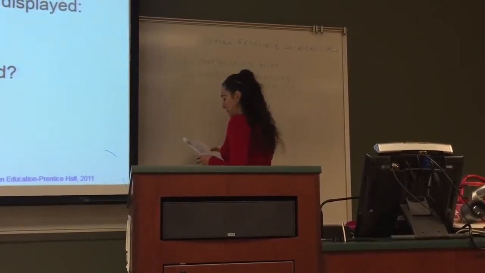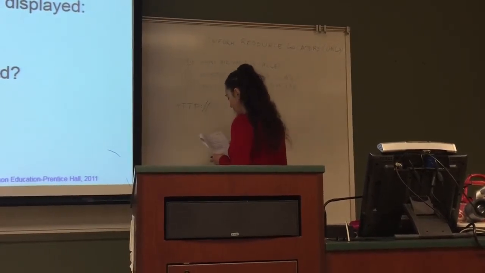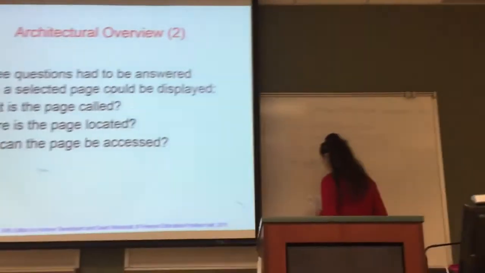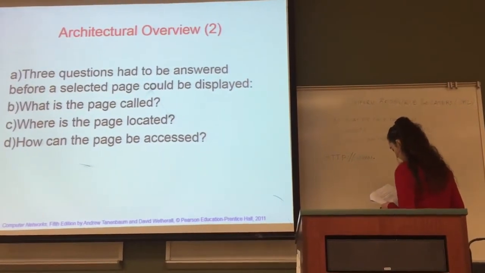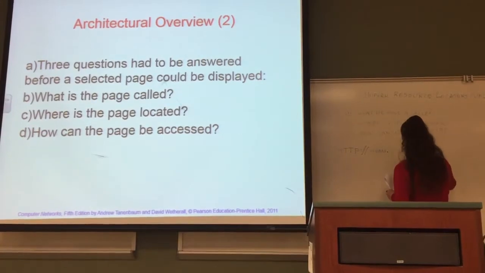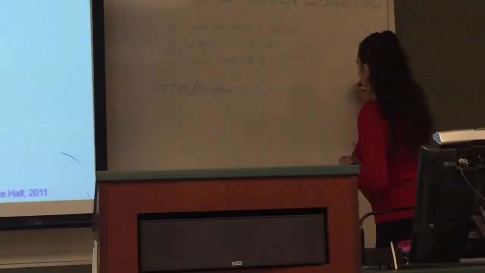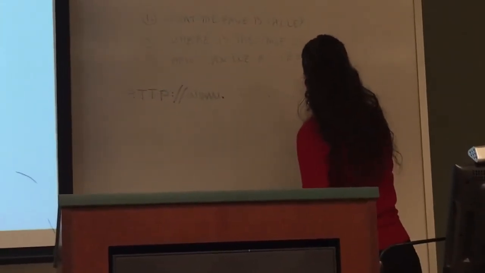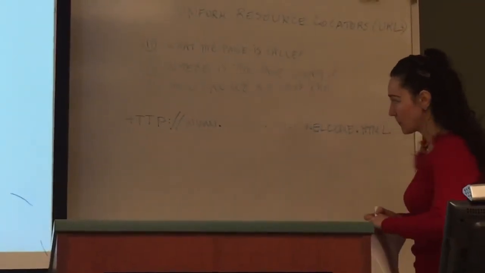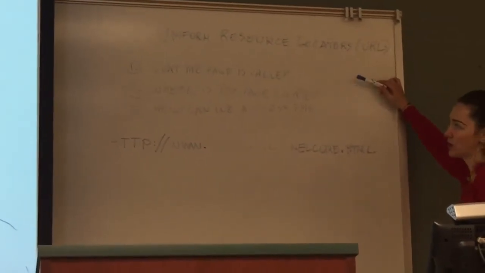So let's take for example, HTTP, www, dot, computerscience dot some university in the Netherlands / welcome.html. So this is an example of a URL. It has 3 parts. Can you tell me which part would answer the first question?